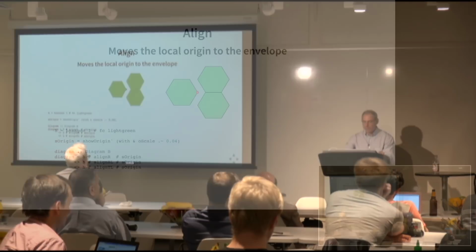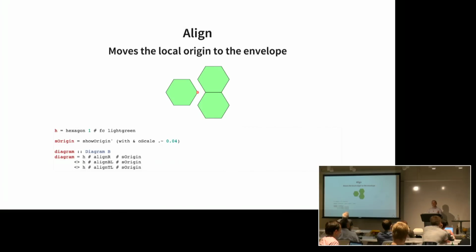Sometimes it's useful to move the local origin around to the border, to the envelope, before composing. We have a lot of these operators. We have beside, but sometimes you need to do things by hand, and sometimes you'll want to change the origin of a diagram to recompose it. You might want to have the origin on the left-hand boundary, compose it with one diagram, then move the origin to the right-hand boundary, and compose it with something on the other side. For that, we have a family of functions called align, and align moves the origin to the boundary, where the boundary is defined as the envelope.